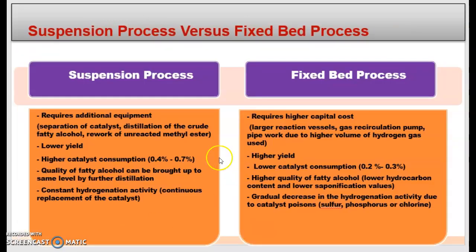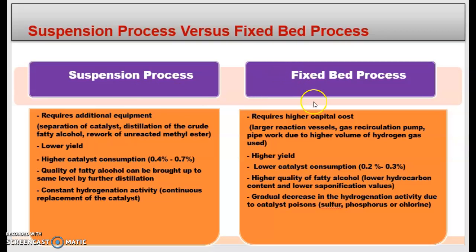Okay, so we go for the difference between the suspension process and the fixed bed process. The suspension process actually requires additional equipment to separate the catalyst. As you know, it is a two-phase process where the first phase produces the ester, and the next phase produces your fatty alcohol. So first we want to separate the catalyst, distill the crude fatty alcohol and remove the unreacted methyl ester. That's why more additional equipment is required.